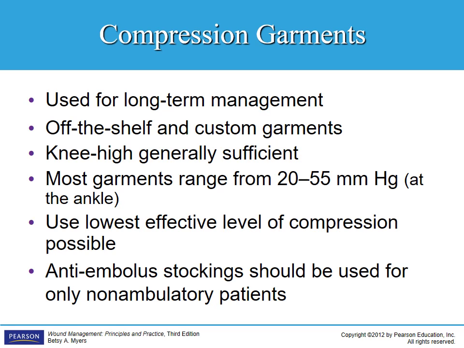Most garments go for anywhere from 20 to 55 millimeters of mercury at the ankle. You want to use the lowest effective level of compression possible, okay? You don't want to go high if they don't need it, because the more compression you have, the more uncomfortable it may be for the patient. The white socks that you see in the hospitals all the time and sometimes in nursing homes, the anti-embolism socks should only be for non-ambulatory patients. A lot of times you'll see them on people who have just had a total knee replacement or joint replacement. You'll still see them walking around with the anti-embolism socks on, but they should only be for non-ambulatory patients.